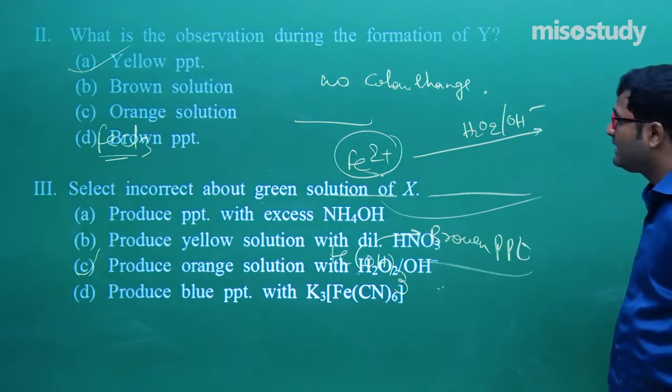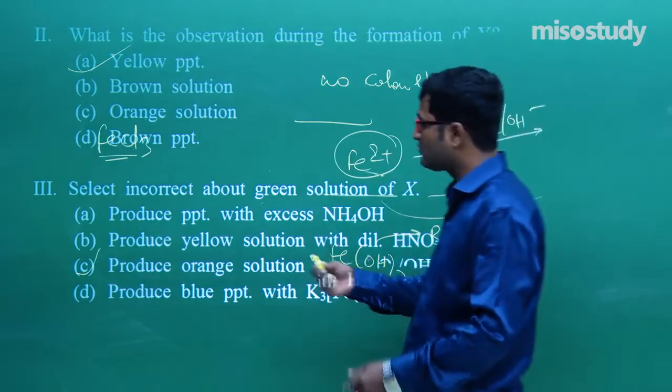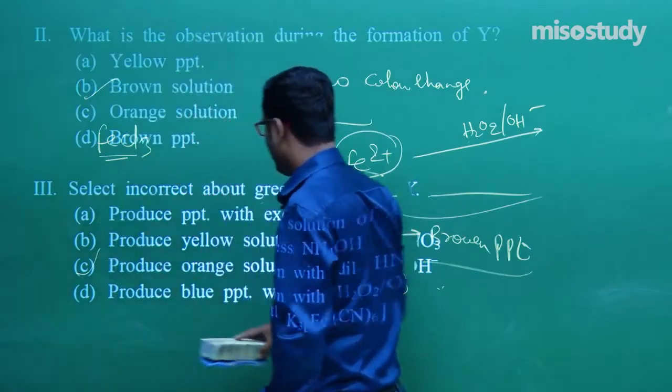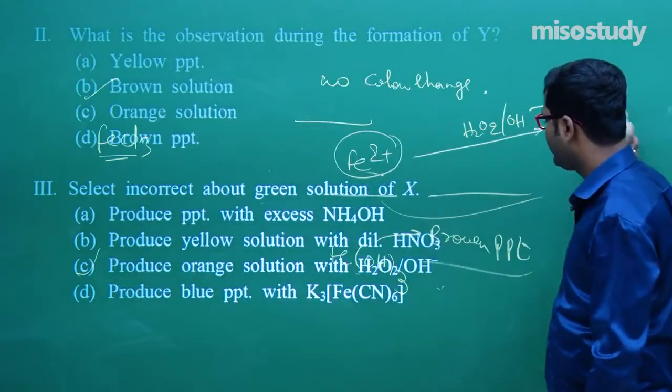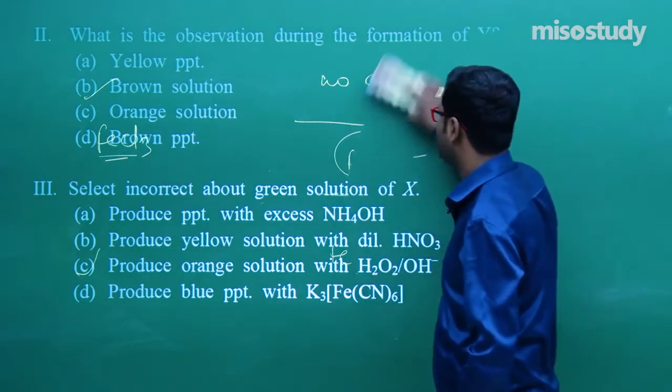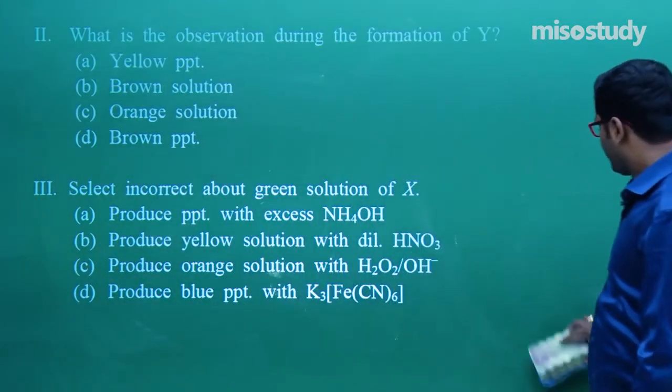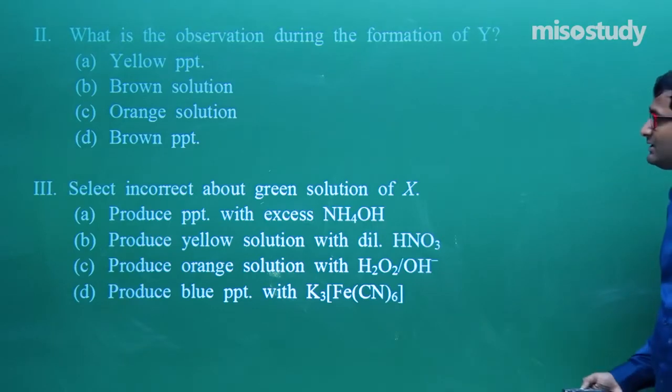Yeah, B is the correct option. Brown solution, this one is the correct option. Now for C, it produces orange solution with H2O2 and OH minus. Yes sir, this is an example of a redox reaction. So now let's move to the next question.